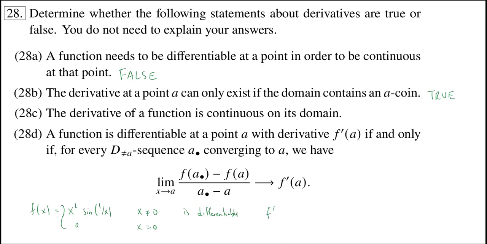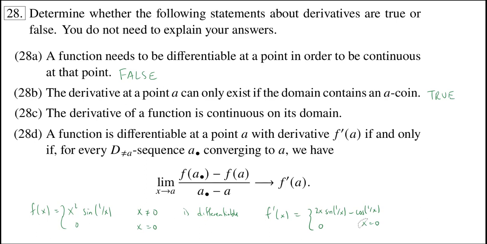And the derivative is given by, at 0, the derivative is just 0. That's no problem. But when I'm away from 0, you have to do all sorts of product rule, chain rule, all that jazz. So I'd get 2x sine of 1 over x, and then that'd be minus the cosine of 1 over x.